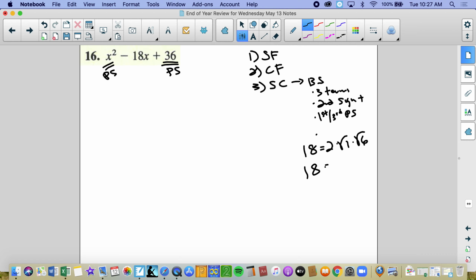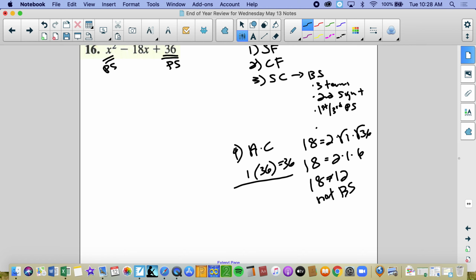18, wow, we're getting some really bad ones. 2 times 1 times, not the square root of 6, that's the square root of 36, which equals 6. 2 times 6, does 18 equal 12? No. So, not a binomial square. So, again, we have to go to A times C. A being 1, C being 36, factors of 36: 1 and 36, 2 and 18, 3 and 12, 4 and 9, 6 and 6. Signs are the same, and both are negative.